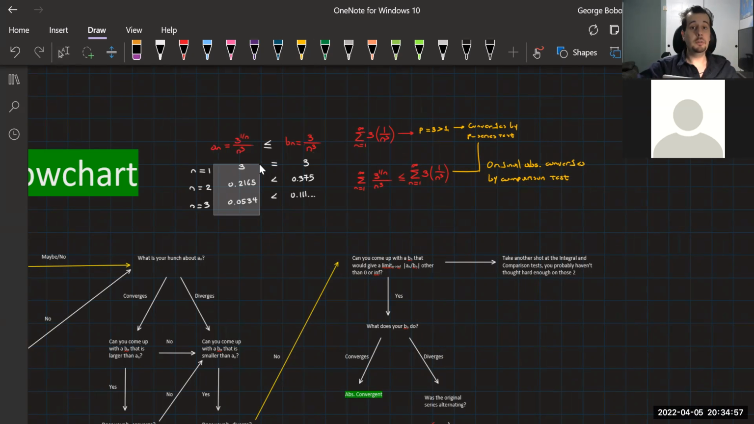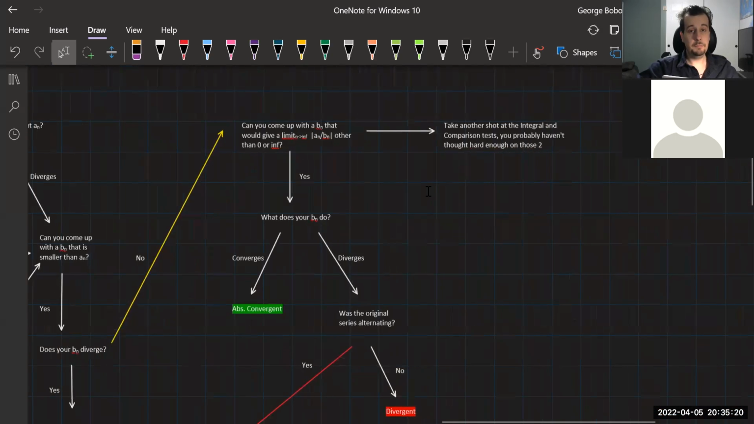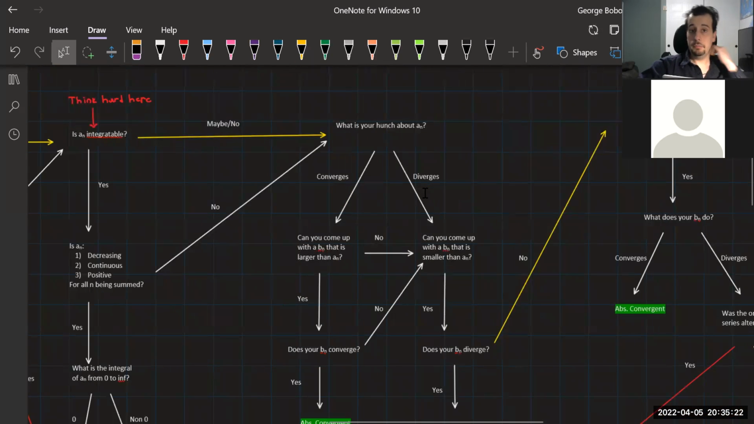And you could get it wrong. It's okay. You might get a hunch here that this should be diverging. Okay, and if you get that hunch, you go over here, okay? And if you fail it, that means it must be converging. And if you can't find a BN that you can do this test on, you move on to the next step.